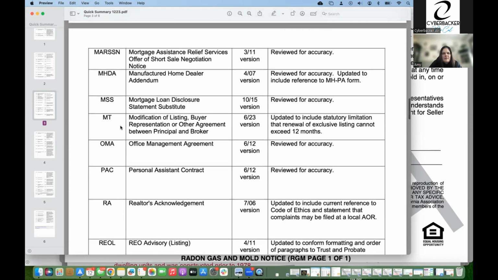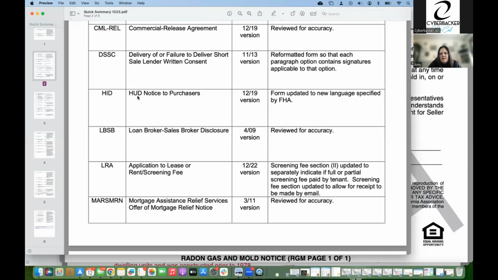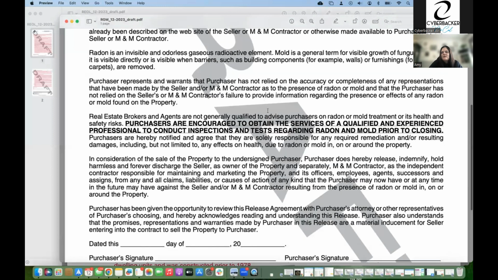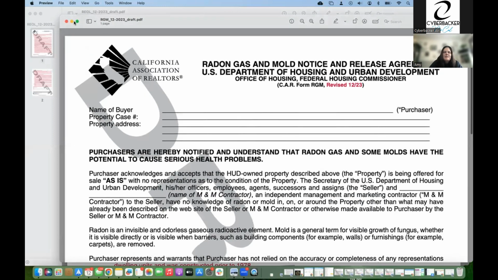I think we're getting close. HUD, notice to purchasers. Form updated to new language specified by FHA. But they didn't tell us what it was. So there's just some new verbiage in there that's specified by the FHA. So nothing major there, but it is going to need to be included on a bank-owned property. All right, we got that one.